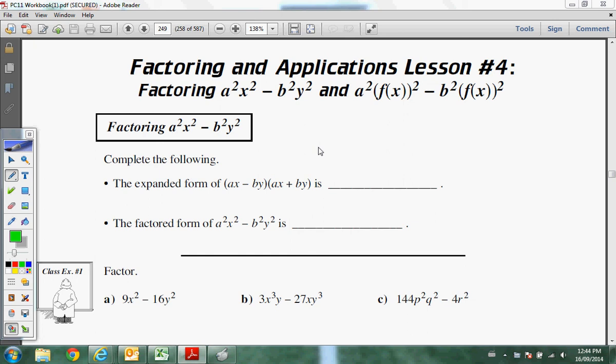Alright, so we've got Unit 2, Lesson 4. This is kind of the last factoring one before we get to solving.